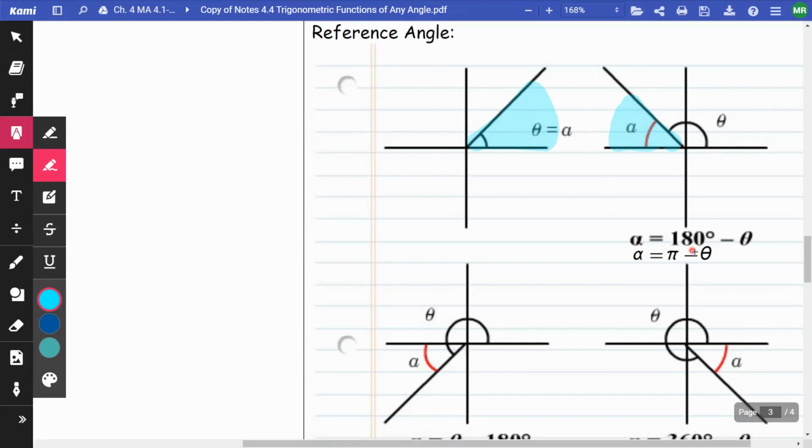And so you'll notice that if I'm talking about degrees, going all the way to here would be 180, or in radians all the way to here would be pi. I'm short from that. So I'm either going to take 180 minus my degree or pi minus my radian.